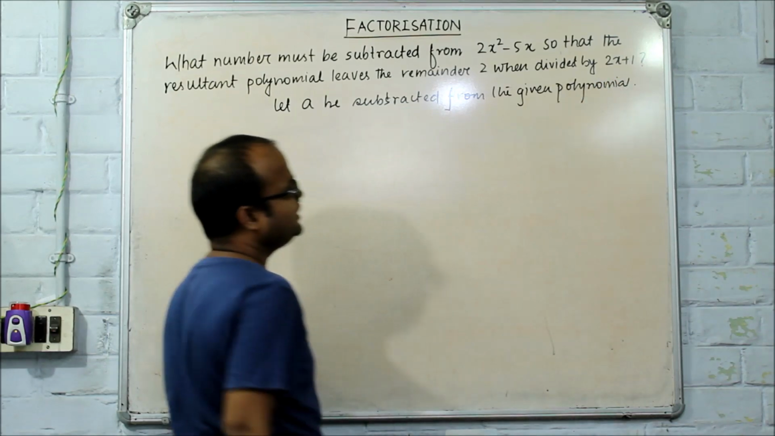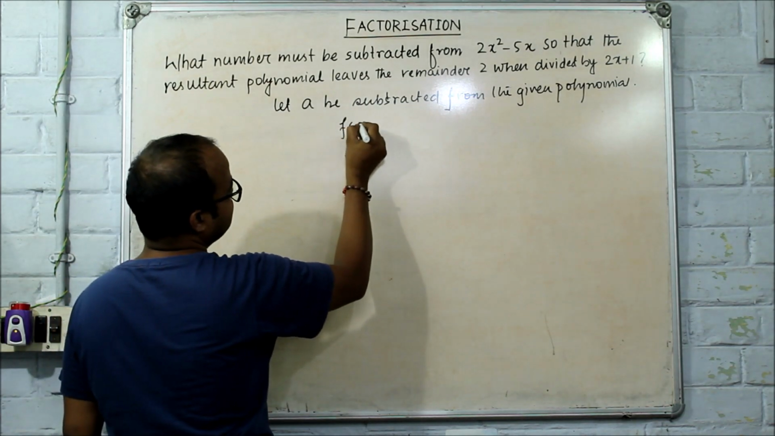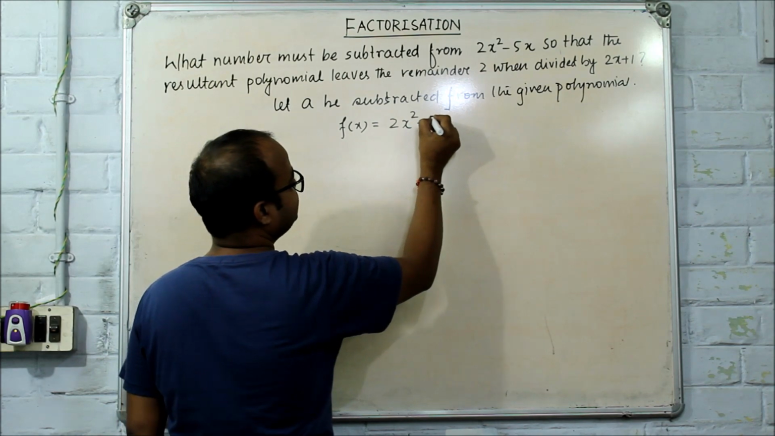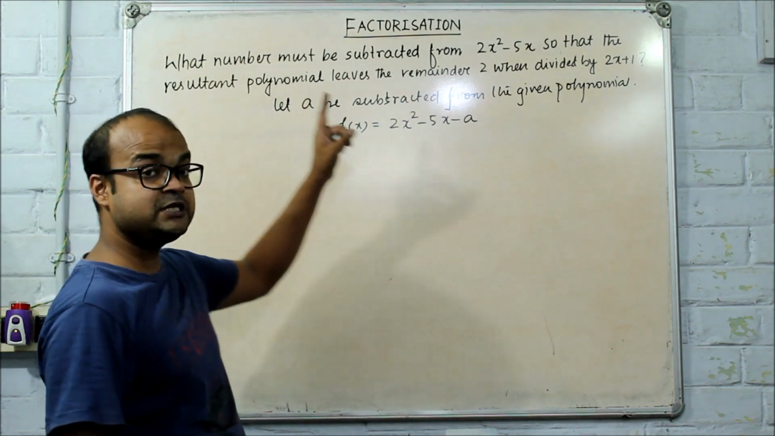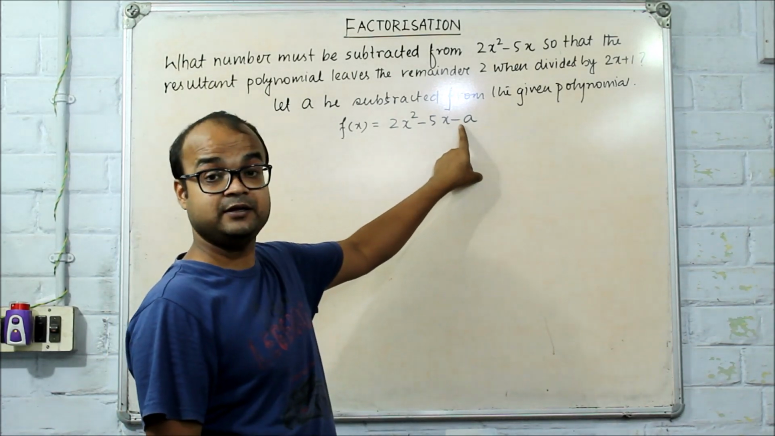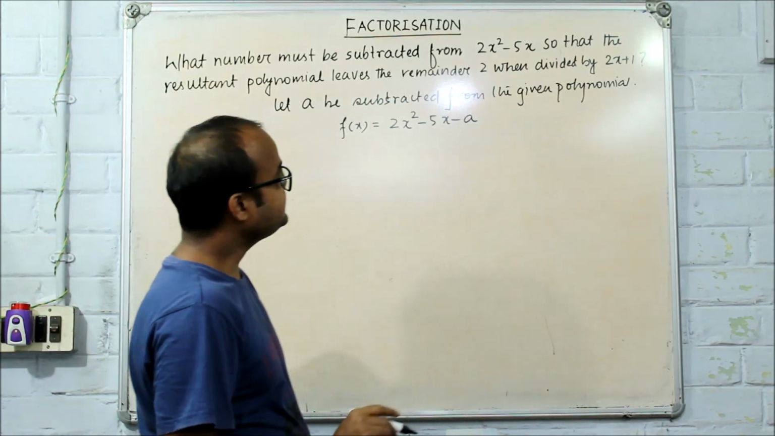Clear? So we are subtracting a. So f of x, the resultant polynomial, will become 2x square minus 5x minus a. Now if the question is given what number must be added, so we write plus a. Is the first part clear to everyone?